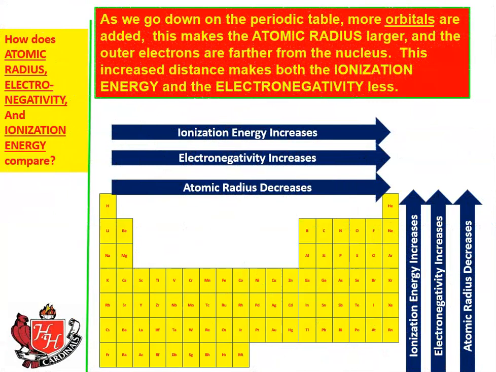As we go down the periodic table, more orbitals are added. This makes the atomic radius larger. You keep adding circles to the atom, and the outer electrons are farther from the nucleus. This increased distance makes the ionization energy and the electronegativity less. It's easier to pull those electrons away, and it's also harder to pull in electrons from the outside.